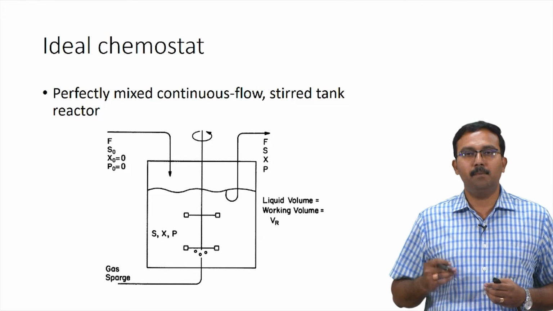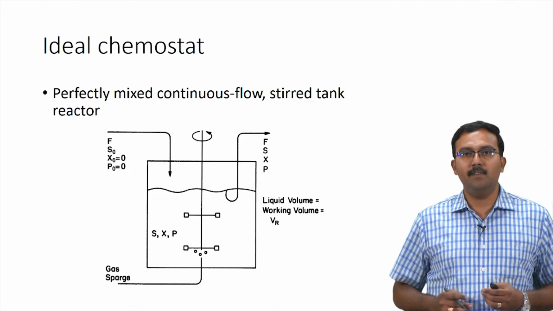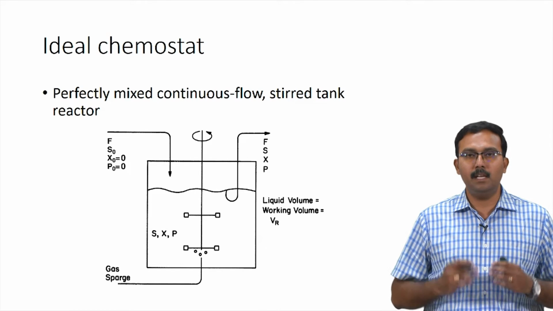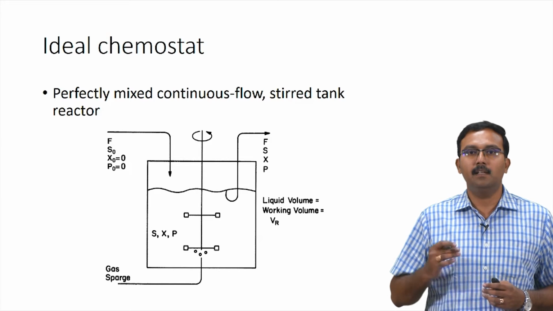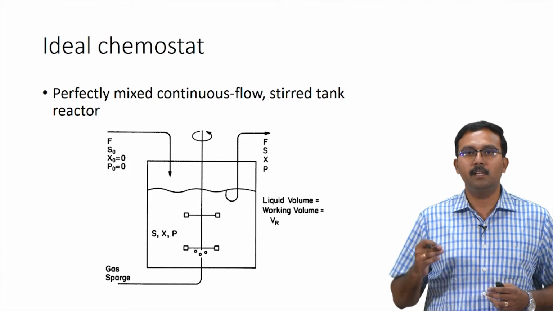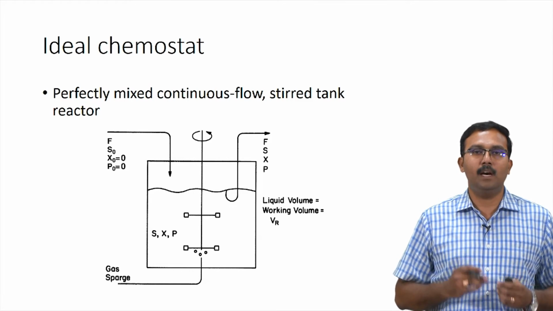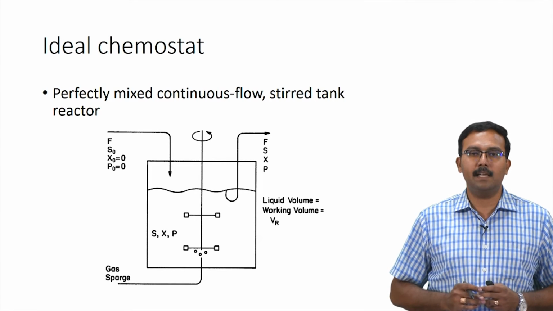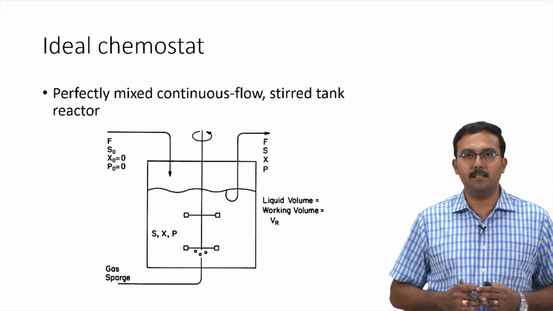F, S, X and P are the corresponding values in the outlet streams. You have a working volume, which is the liquid volume inside the reactor, called the reactor volume, also given as VR, and you have S, X and P as the concentrations inside the reactor, as they are the concentrations in the exit stream.